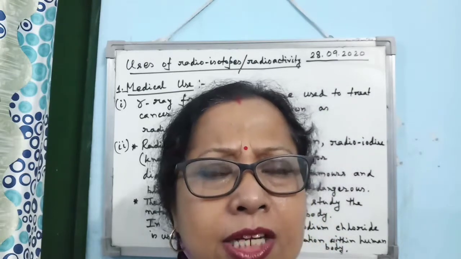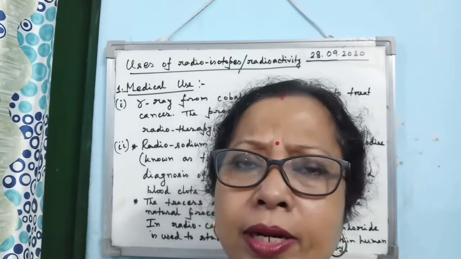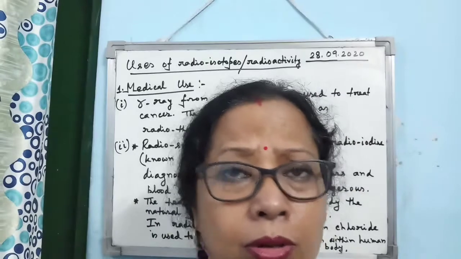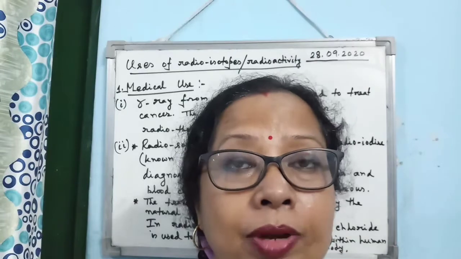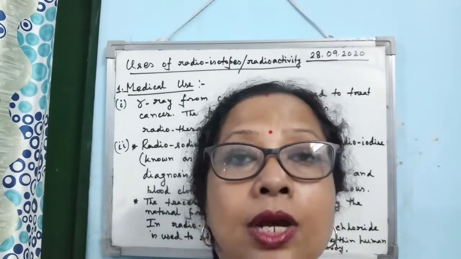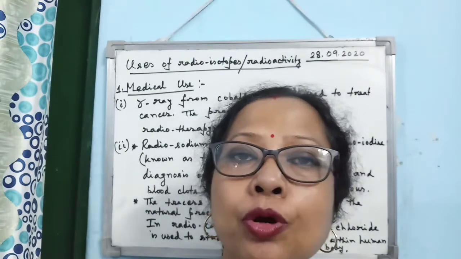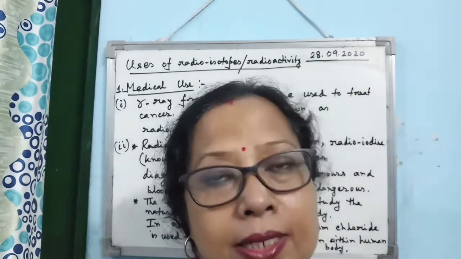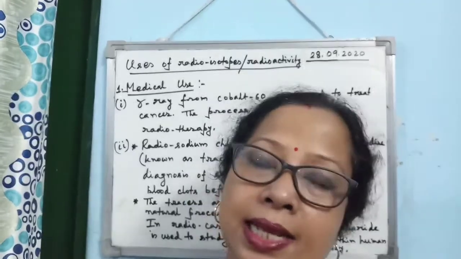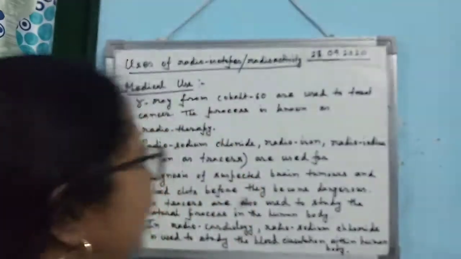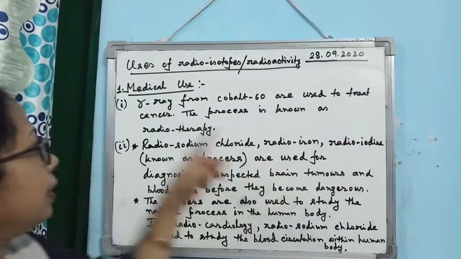Gamma radiation simply burns, because its penetrating power is very high. You already know the properties of gamma rays. The penetrating power of gamma rays is very high. That's why for a normal living being, gamma rays are very dangerous. But for a patient suffering from cancer, exposure to gamma radiation burns and kills the cancerous cells. So I have written in short: gamma rays from cobalt-60 are used to treat cancer.